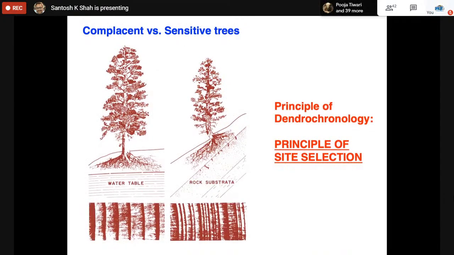But before collecting a sample, we have to take care which site we select. This is one of the important principles of dendrochronology. In this principle, we have to select trees growing on a slope or in a harsh environment, so that they can capture a proper climatic signal.